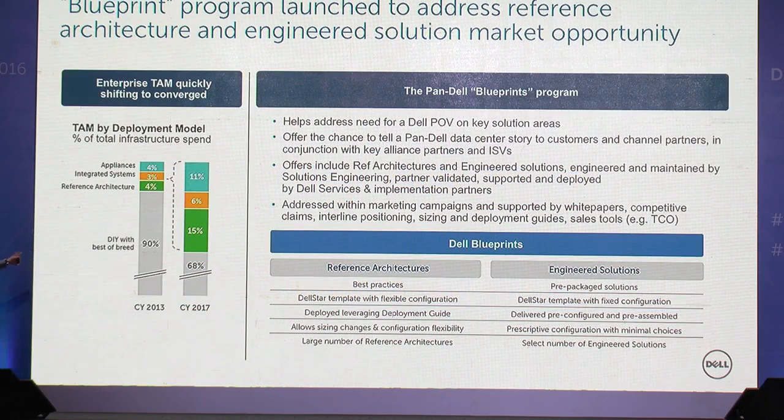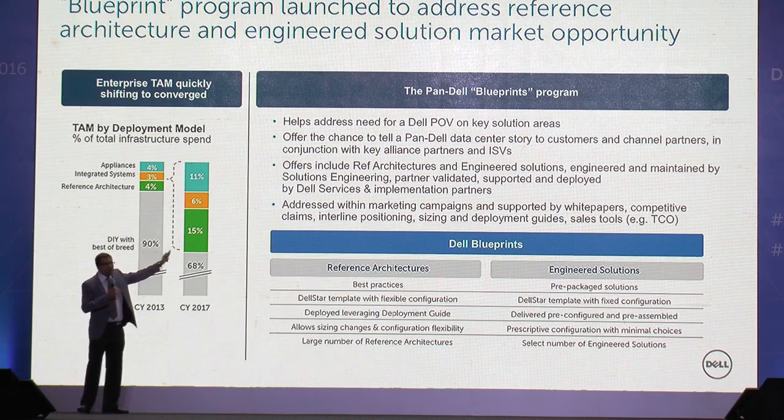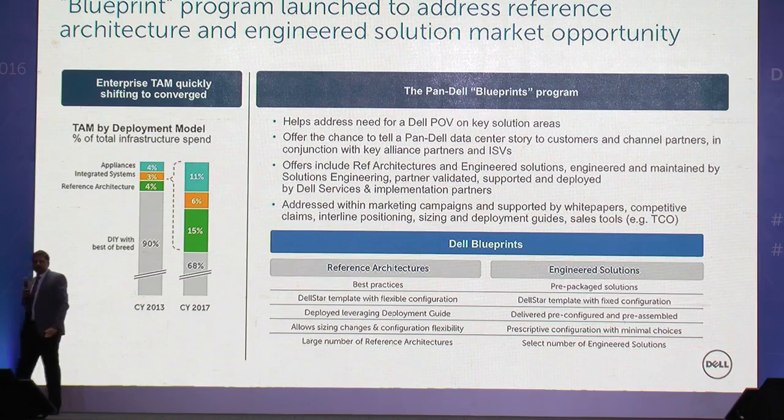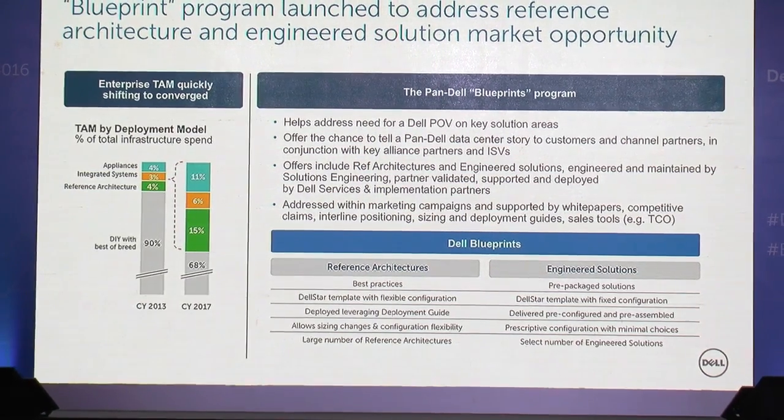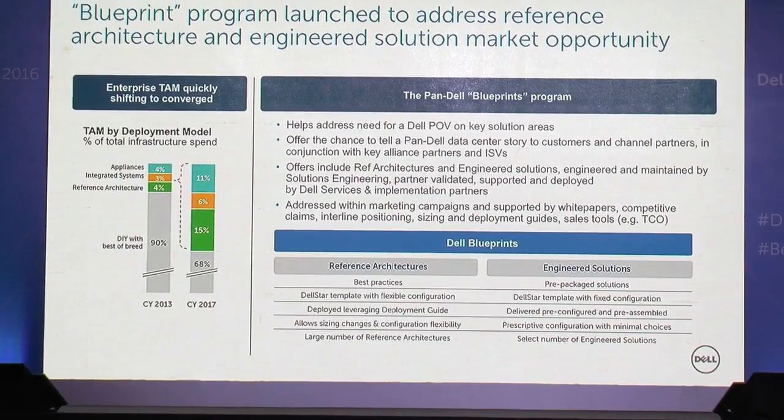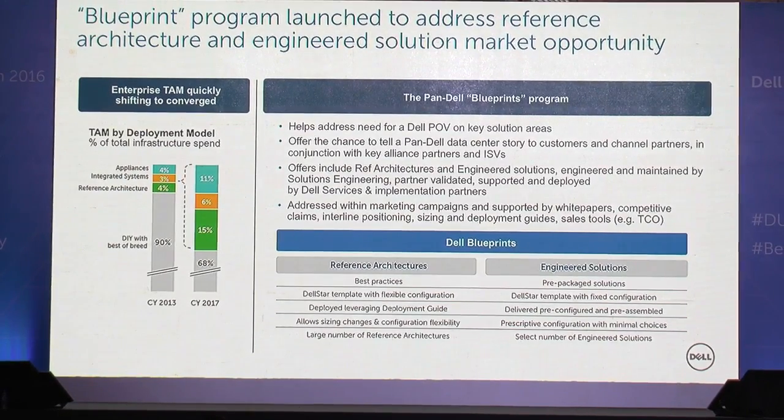So as I said, we've gone through the left side. We know what that is, the shift. These bar graphs very clearly say that most of these customers who wanted to do it themselves have moved across. 30% of them, in the 3-year time span, have moved towards converged solutions, reference architectures, engineered solutions, and so on.